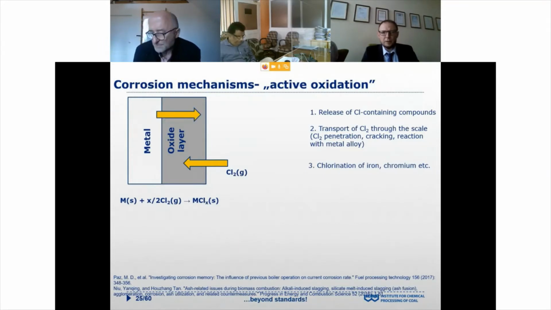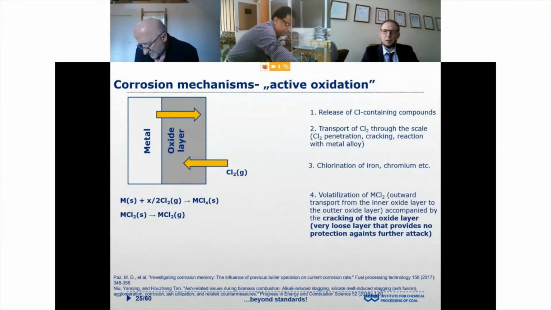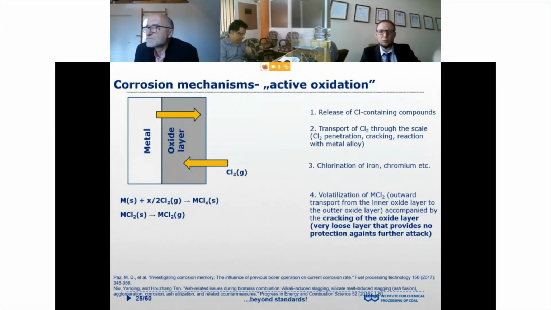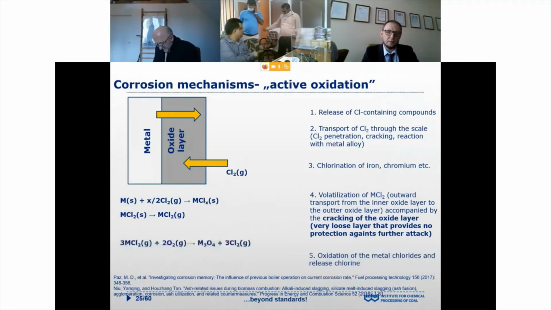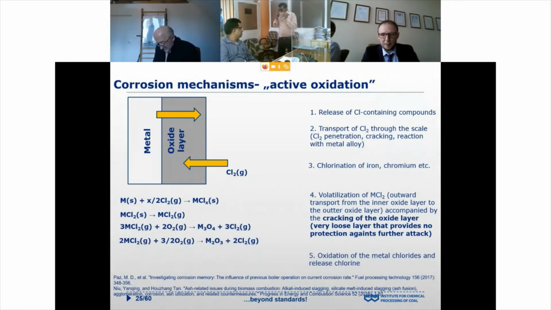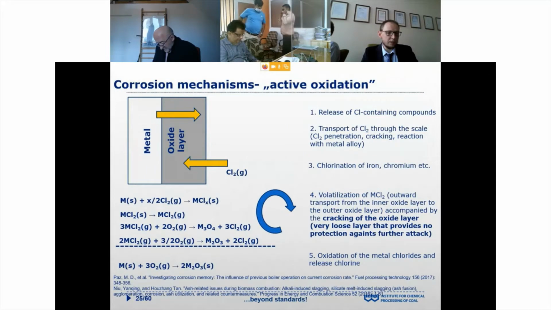But it is not the end of the story, because this chlorine can be transformed again into the gaseous phase, and it can be transported outward from the inner oxide layer to the outer oxide layer, so that again more and more cracked oxide layer creates a very loose layer, and after that we just lose the protection against further attack. But the next step can be oxidation again, and creation of gaseous chlorine again. So this process can go around, let's say, like a circle.